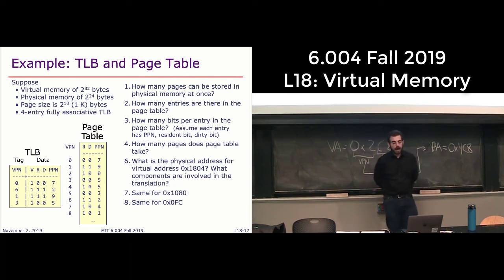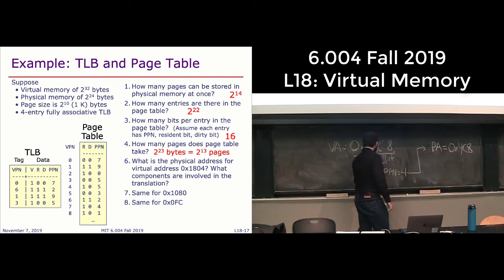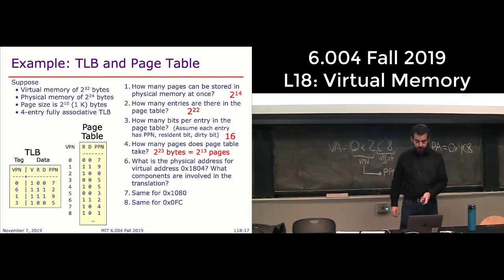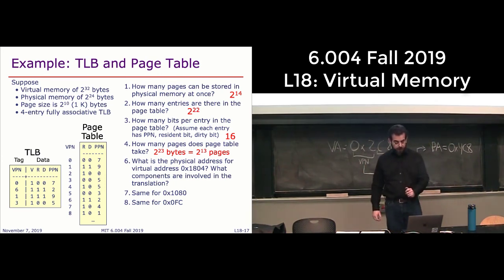Okay, so you have this example here, which I am going to skip in the interest of time. You should go through this. This essentially asks you to first figure out what the size of the different structures in main memory is and what the size of the page table is. And let me just go through one particular translation here, just as a quick example. So let's start with question 6 here, which is: what is the physical address for virtual address hex 1804?